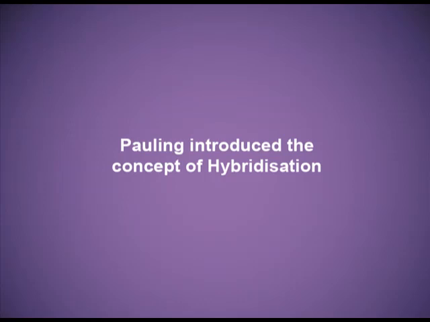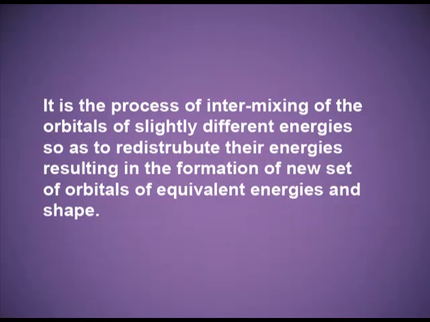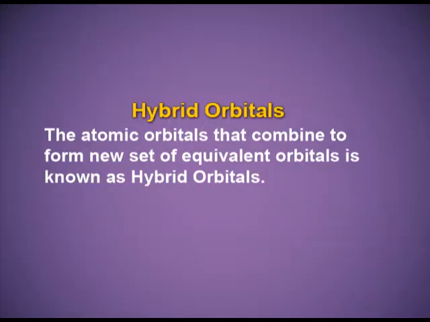Dear students, let us revise the concept of hybridization once again. The concept was introduced by Pauling. It is the process of intermixing of the orbitals of slightly different energies so as to redistribute their energies, resulting in the formation of new set of orbitals of equivalent energies and shape. The atomic orbitals combine to form new set of equivalent orbitals known as hybrid orbitals.